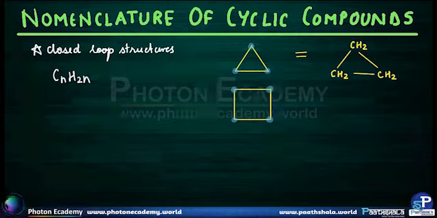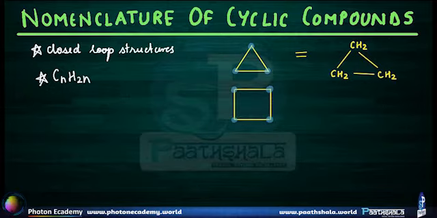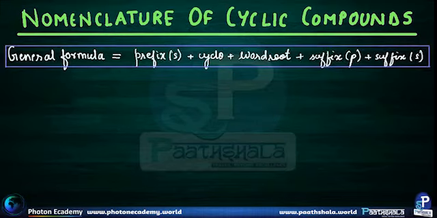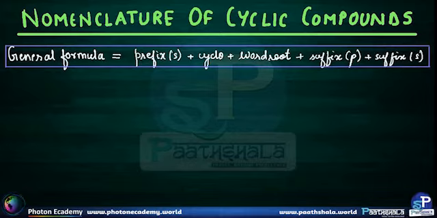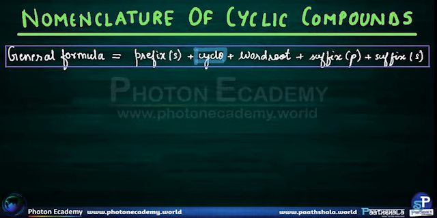So, there are 2 important things that you should remember about cyclic molecules. Now, let's learn their naming via various examples. The general formula for cyclic compounds is just the same as any other hydrocarbon, but the only difference is that we add this cyclo word between the prefix and the word root. So, this is the only difference that cyclic compounds carry.